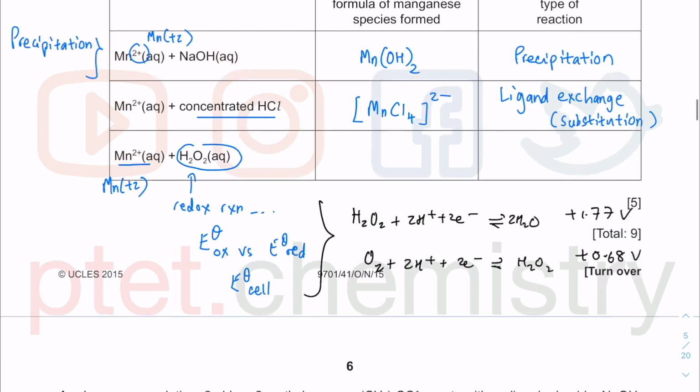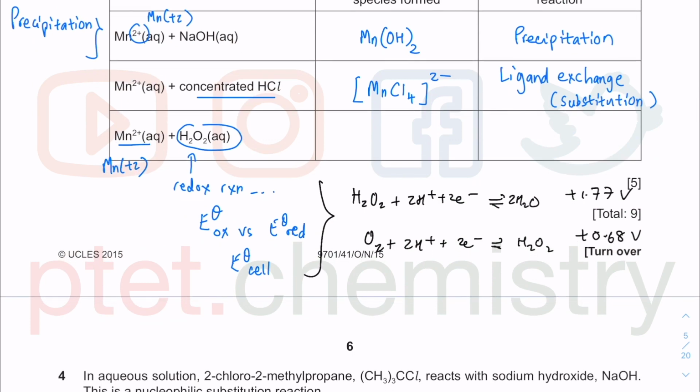If I have one where there is Mn2+ on the right hand side, you can have Mn3+ going to Mn2+, which is plus 1.49 volt. You can have MnO4- going to Mn2+, which is plus 1.52 volt. And now try to look for Mn2+ on the left hand side.